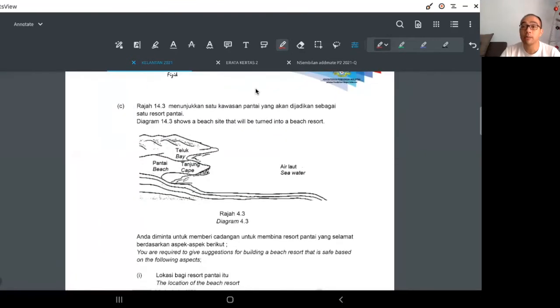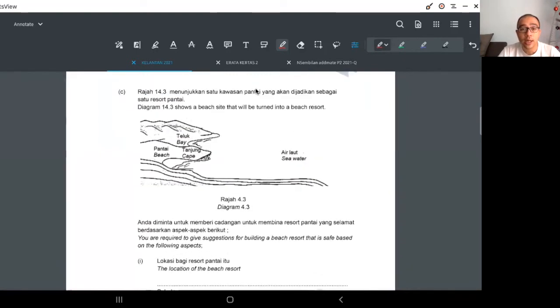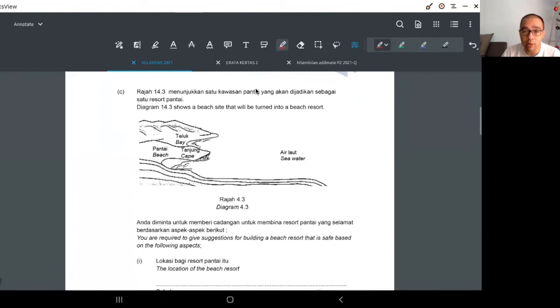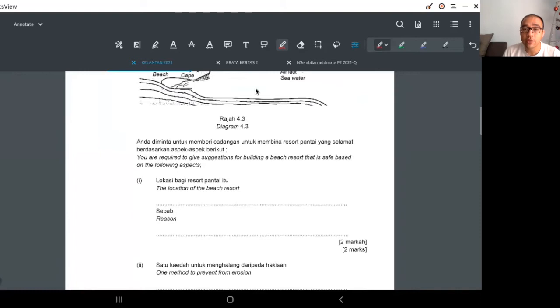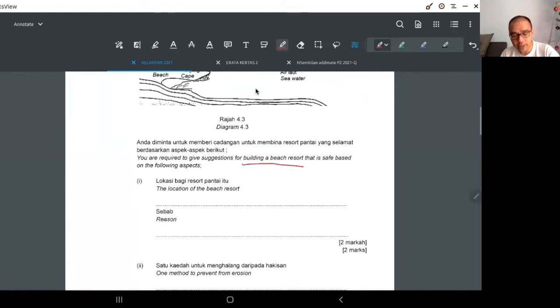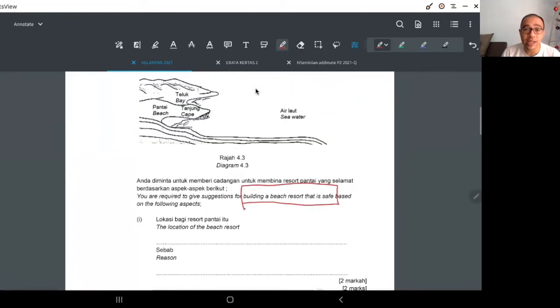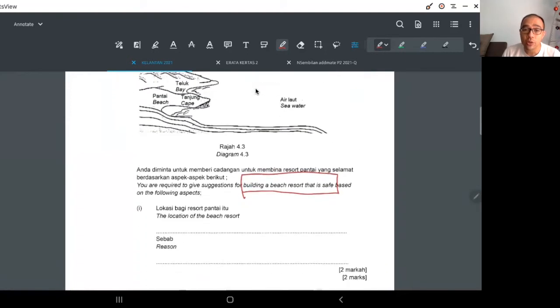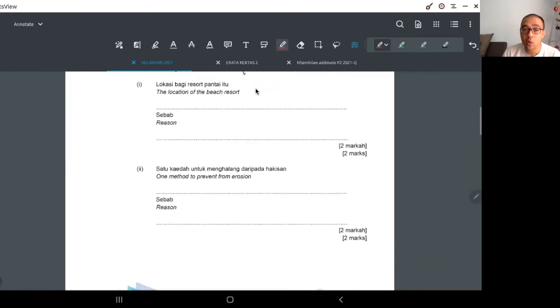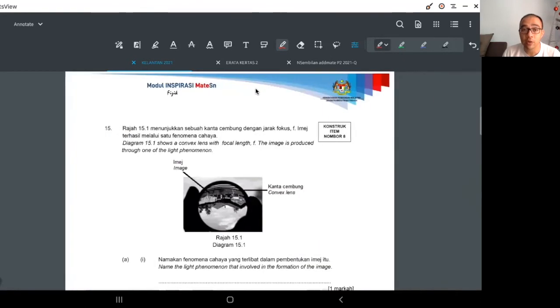Now we come to the design question, the suggestion question. The question shows a beach site that will be turned into a beach resort. So the question is, give the suitable location. You want to build a beach that is safe. So where is the location? Secondly, one method to prevent erosion, and that's it.